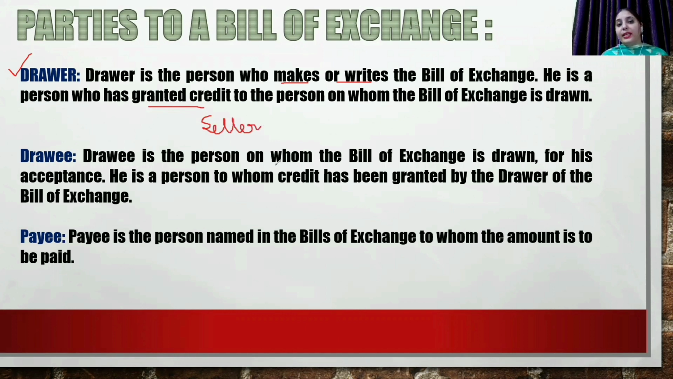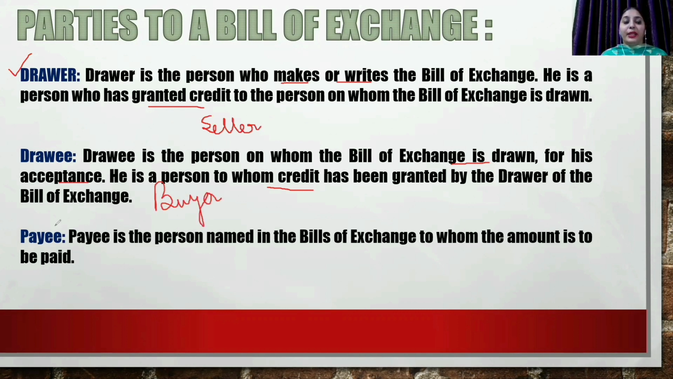Drawee. The drawee is the person on whom the bill of exchange is drawn, and he has to accept this bill of exchange. And who is the drawee? He is the person to whom credit has been given. And to whom is credit given? It is given to the buyer.